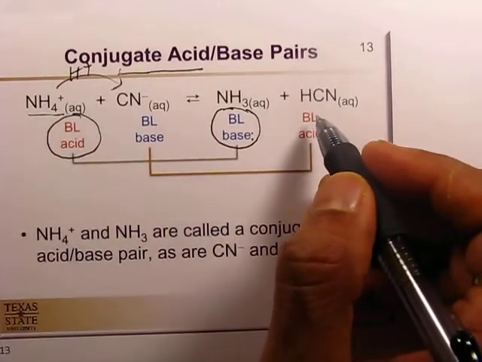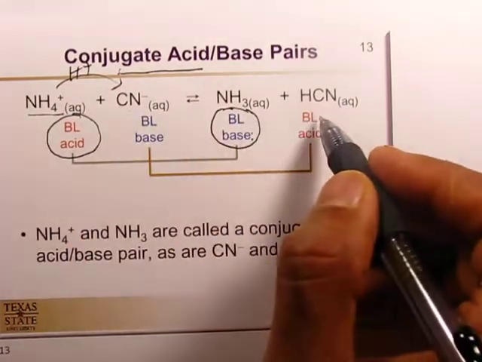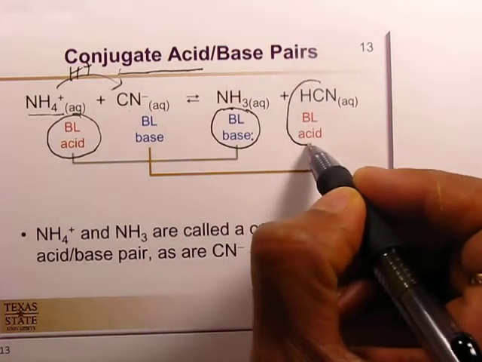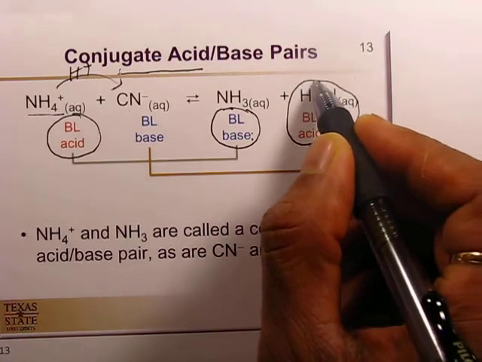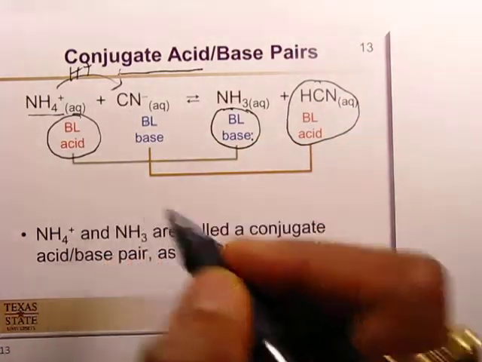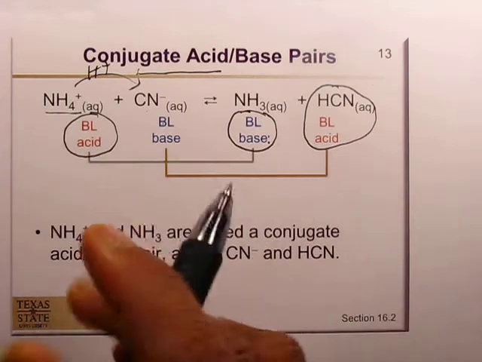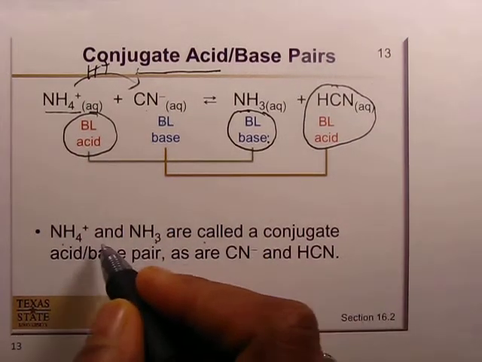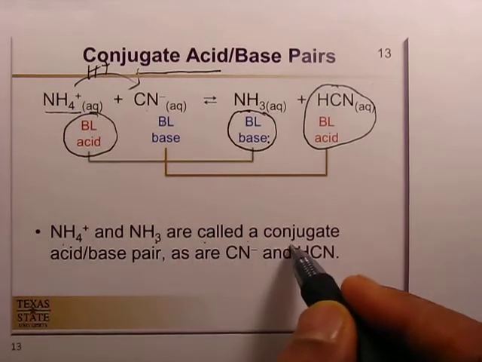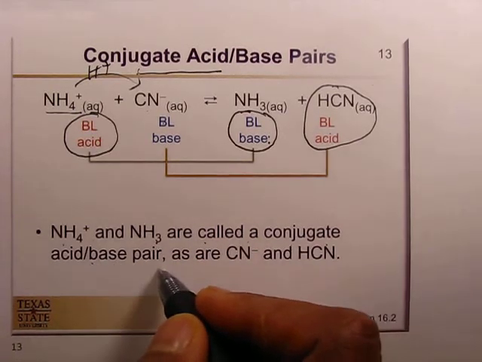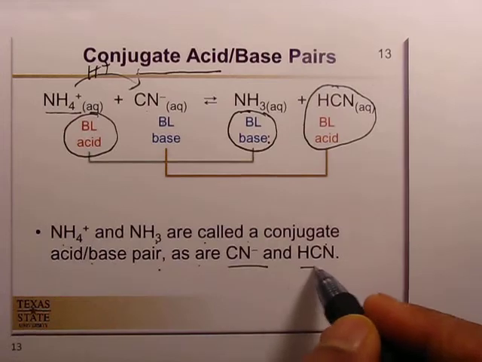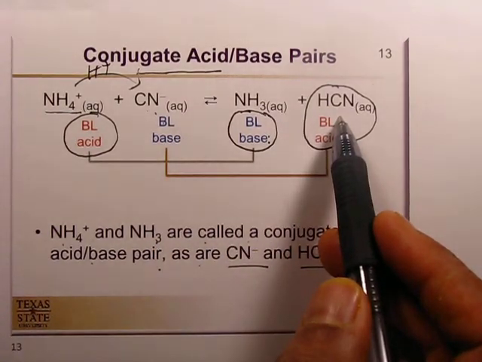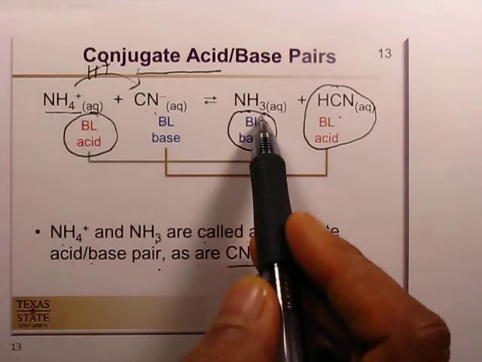And the cyanide ion accepts one proton, so HCN is the conjugate acid of this Bronsted Lowry base. So they are opposite of each other. The ammonium ion and ammonia are called a conjugate acid base pair, as are the cyanide ion and HCN. So basically these two are a conjugate acid base pair and these two are a conjugate acid base pair.